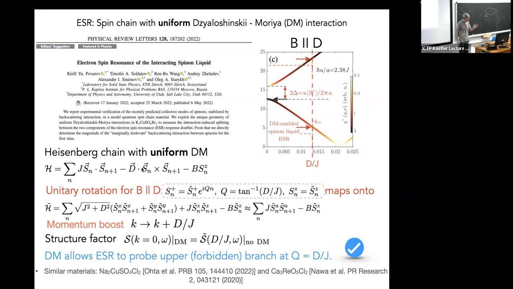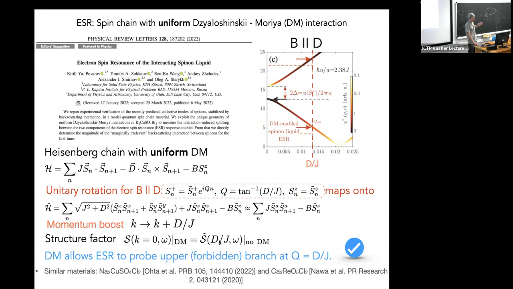The essence of why it's useful is that already on the lattice level, for the special geometry when B is oriented along the Dzyaloshinskii-Moriya axis D, you can perform a position-dependent unitary rotation of your spins so as to remove the Dzyaloshinskii-Moriya interaction from your Hamiltonian. But the price is that, since the unitary transformation is position dependent, you give a momentum boost to your momenta. All wave vectors are shifted by D over J, exactly. Therefore, measurements done on such a material at zero momentum are equivalent to measurements done on the ideal spin chain at finite momentum D over J.